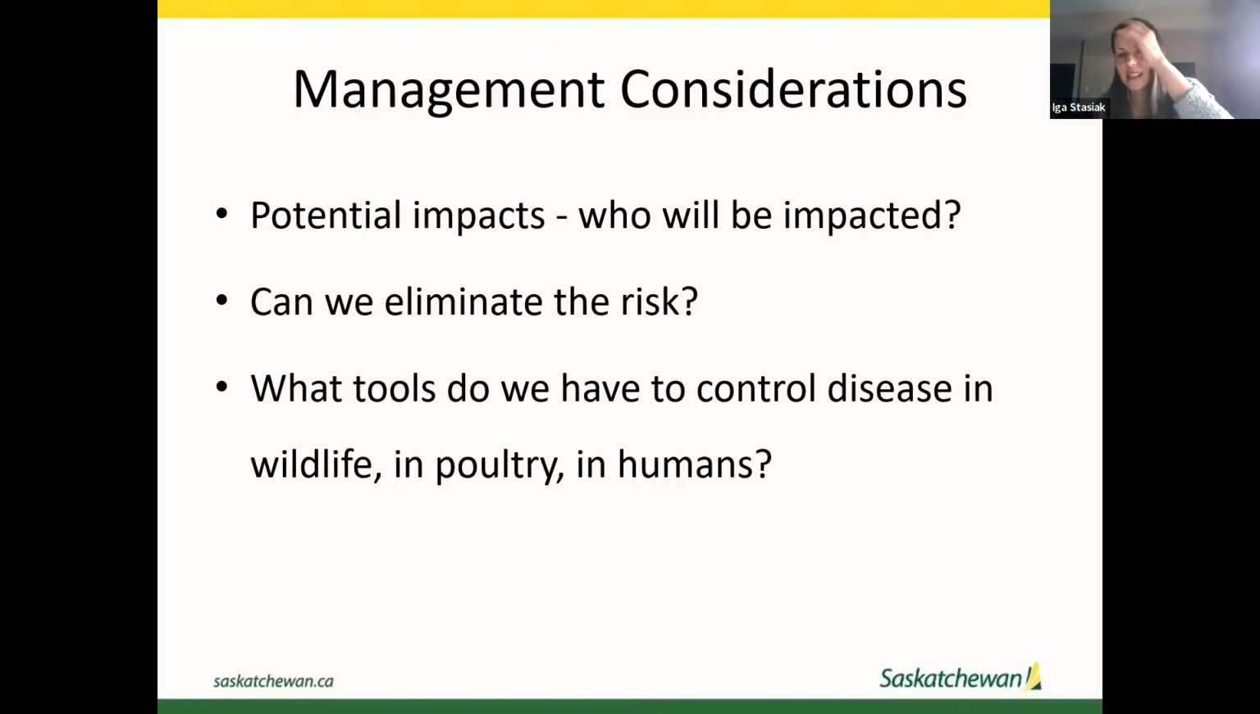So again, we need to consider, who will be impacted. So potentially here we've got impacts on wild bird populations, but more significantly, we have impacts on the agricultural industry, the poultry industry, and potential zoonotic potential, which is something we need to consider. Can we eliminate the risk? Well, given the virus is circulating in wild bird populations, we're unlikely to eliminate the risk. So what can we do in that case? And what tools do we have at our disposal to control the disease in wildlife, poultry, or in humans? And so we need to look at all of those things collectively.